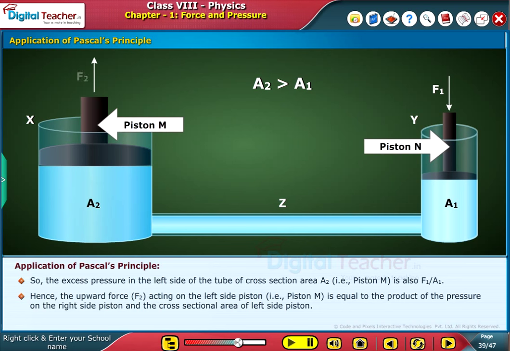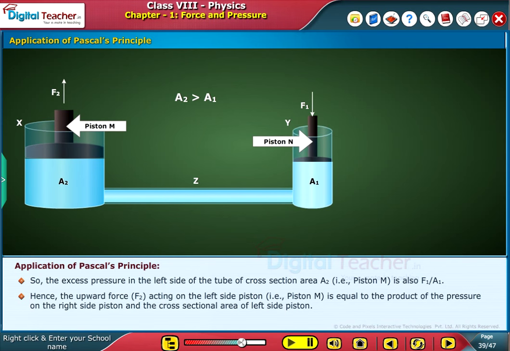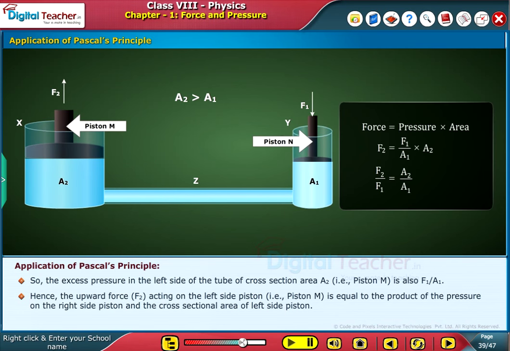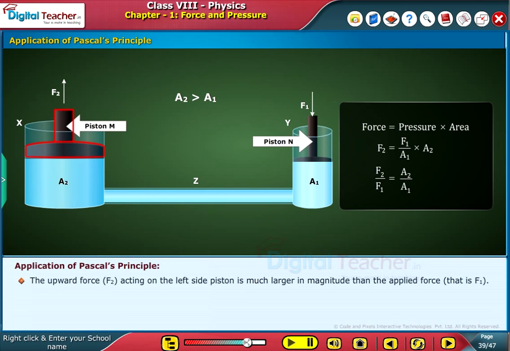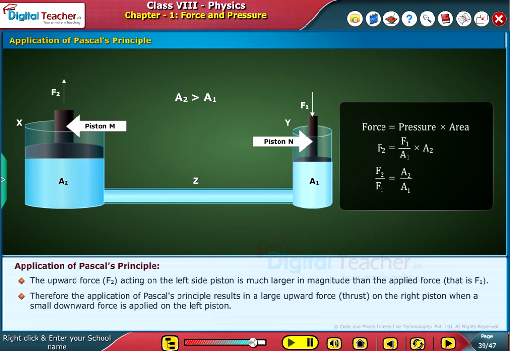Hence, the upward force F2 acting on the left side piston, that is piston M, is equal to the product of the pressure on the right side piston and the cross-sectional area of the left side piston. The upward force F2 acting on the left side piston is much larger in magnitude than the applied force, that is F1. Therefore, the application of Pascal's principle results in a large upward force, thrust, on the right piston when a small downward force is applied on the left piston.